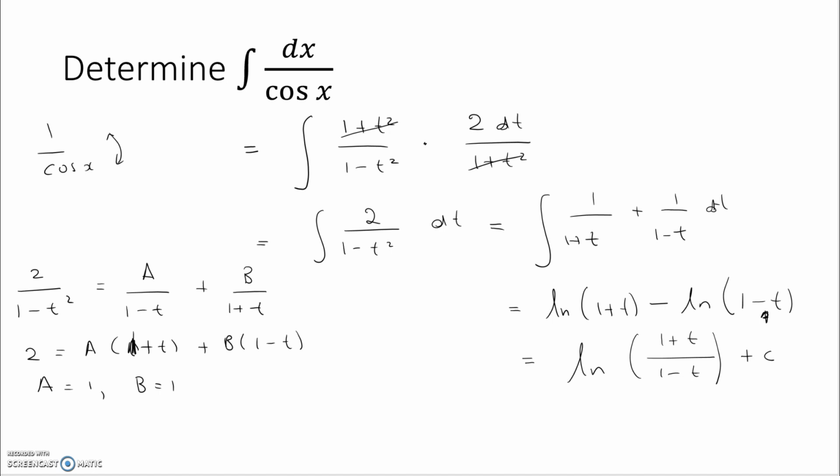Don't forget plus c. So now we need to go back and make that substitution that we started with, that t equals tan alpha over 2. So that becomes natural log of 1 plus tan alpha over 2 over 1 minus tan alpha over 2 plus c.